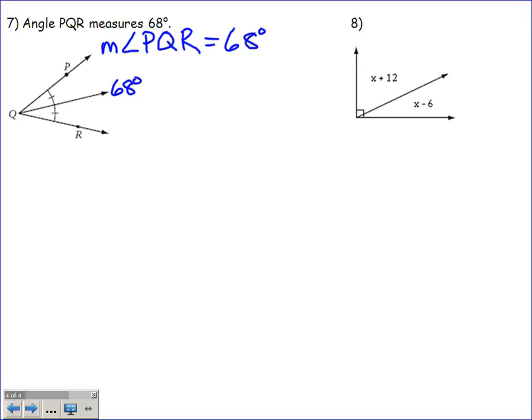What does this symbol mean? If we have one of those there and one of those there, what does that mean? That means that both angles are the same. Okay, it means both of these angles. This angle right here is the same measurement as this angle right here.